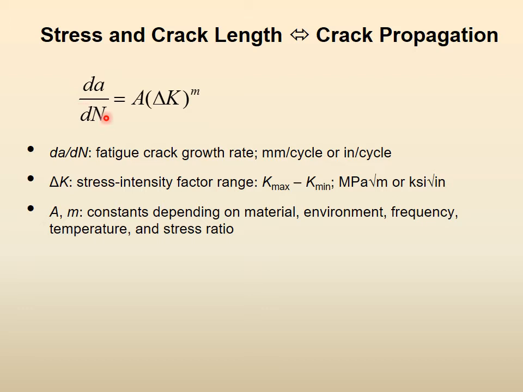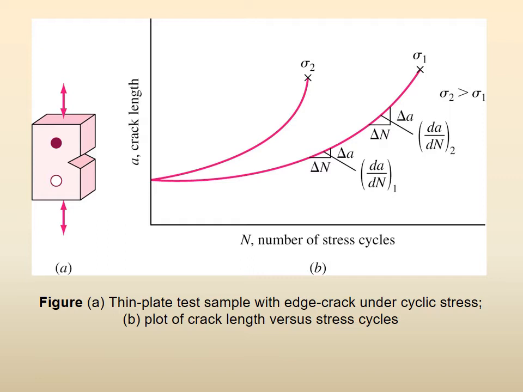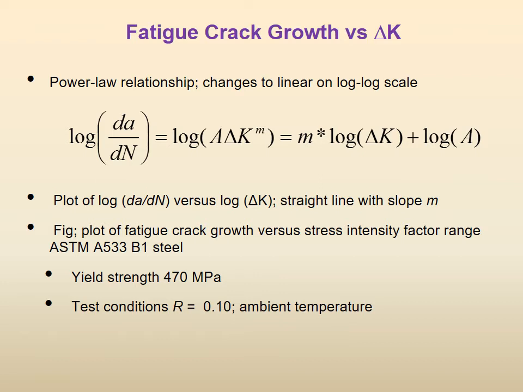We showed you this graph that if you make the equation da/dN is equal to A delta K raised to m, and on this side you have the crack length and on that side you have this, so you will have this curve. And so we then told you that to find the values of the constants A and m, we can linearize the equation by taking log-log of both the sides and plotting it as a straight line, and then the slope of the straight line is the value m, and then we can find the other constant A.